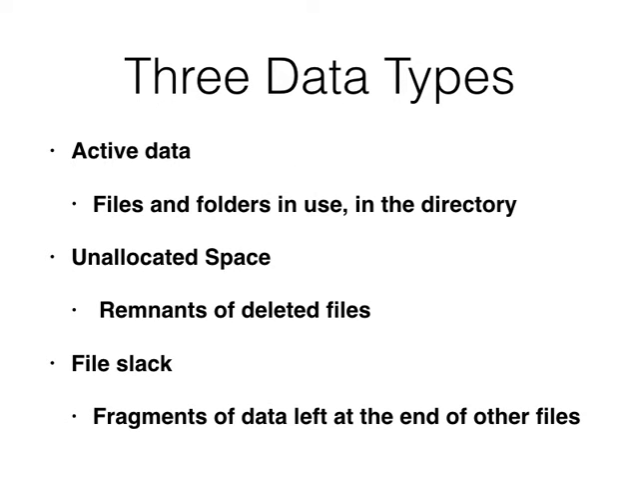So active data is the only data we normally see. This is data that is in the tree. You can open Windows Explorer and go to C and open a folder and see a file. That's all active data. Data that's in use, that has a file name, an owner, a creation date, a modification date, and a list of sectors.